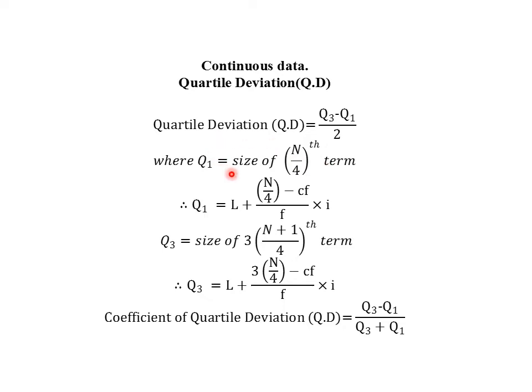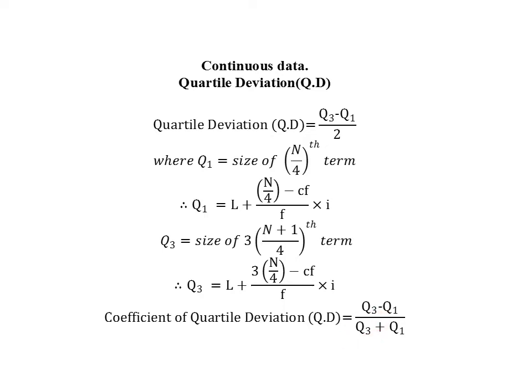With the help of this, we can find the Q1 class. Then the value of the first quartile is obtained by using this formula: L plus (n by 4 minus CF) divided by f, into i. Likewise Q3 is equal to the size of 3 times n by 4 term. So Q3 is obtained as L plus (3 times n by 4 minus CF) divided by f, into i. Then the coefficient of quartile deviation is equal to (Q3 minus Q1) divided by (Q3 plus Q1).